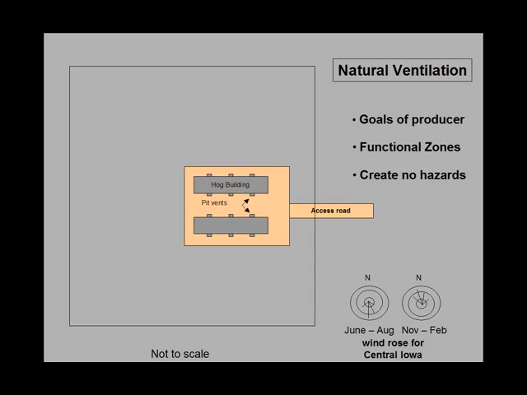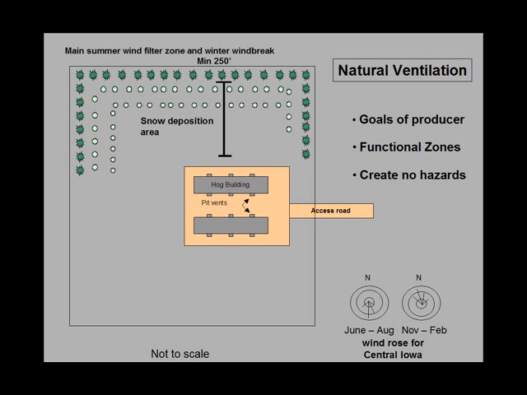And depending on what those goals are, I'll create what I call functional zones. And so everything that I recommend to be planted is planted there for a specific purpose, for a specific function. And then, of course, you don't want to create any hazards on site, and we'll get to that in a minute. So basically, if filtration is key, and let's imagine that this is a naturally ventilated set of buildings, then there are some things you need to consider.